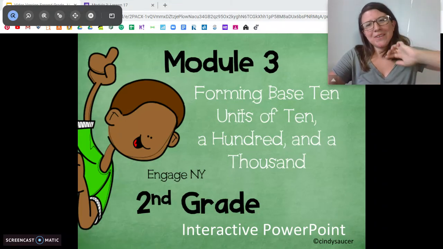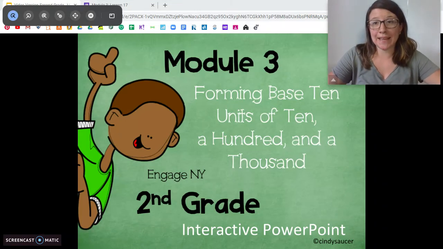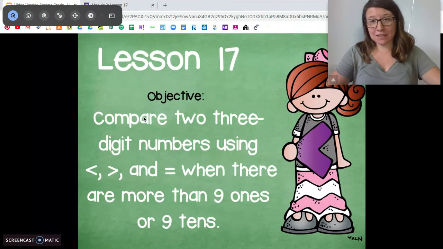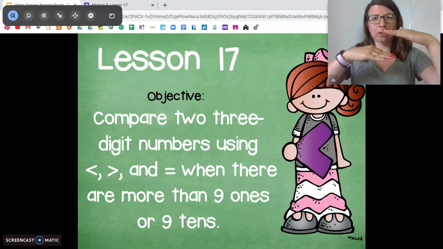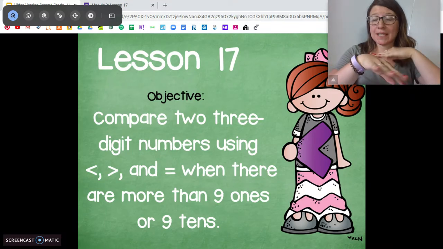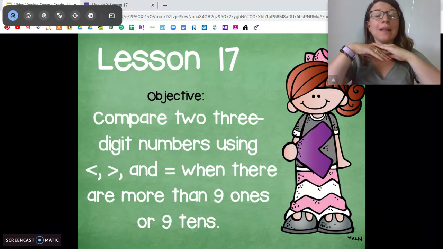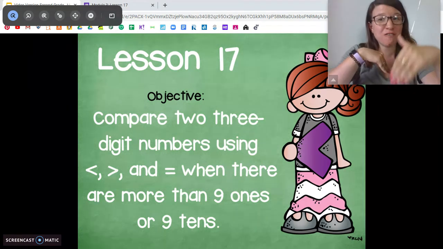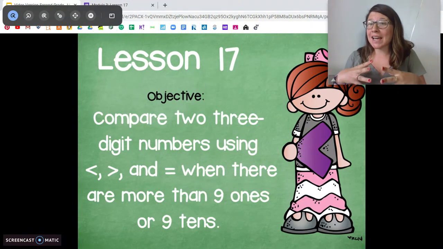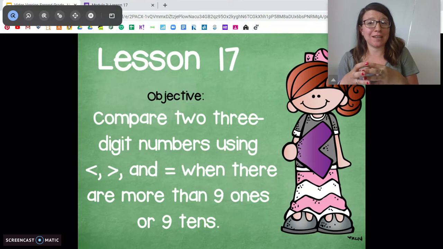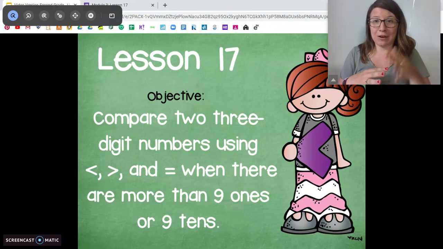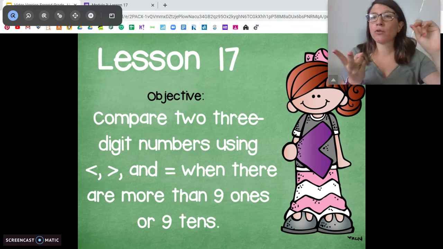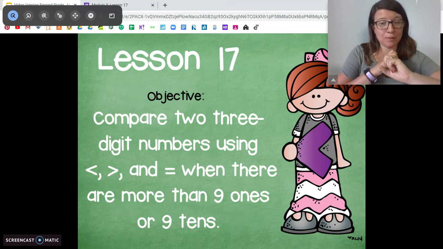Graders, Miss Diorio here from Citizenship Academy with lesson 17 in module 3. So today, as we did yesterday, we're going to compare 3-digit numbers using those greater than, less than, or equal to symbols. Now this lesson is going to be a little bit different because we're going to be looking at the numbers in different forms. And sometimes we're going to have to group numbers in groups of 10 and groups of ones to understand it better. So we're going to be looking at standard form, unit form, and expanded form today.